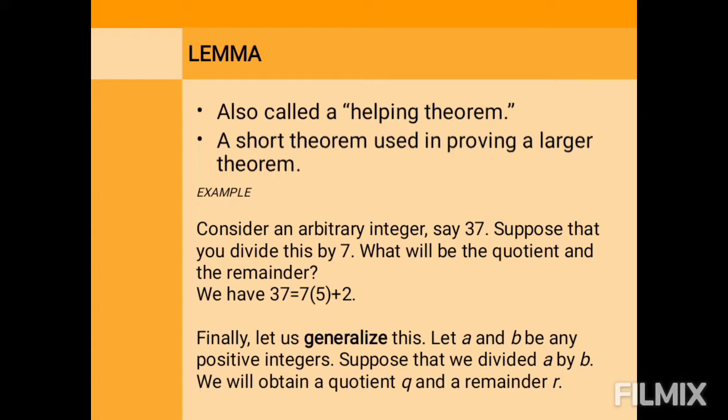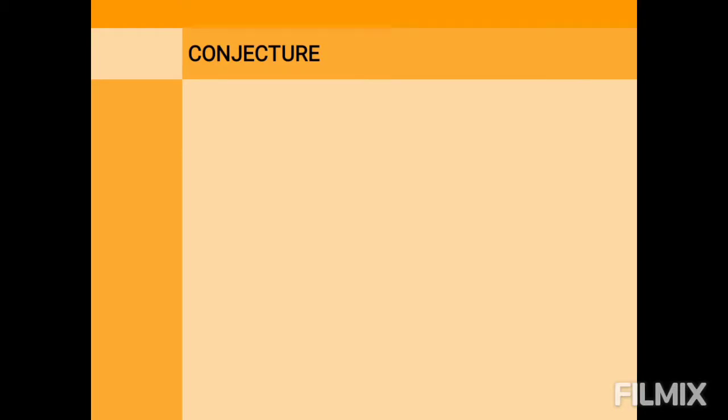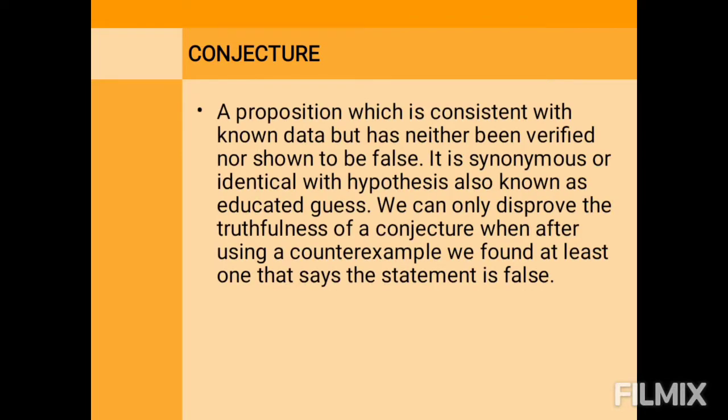So finally, let us generalize. Let A and B be any positive integers, and suppose that we divide A by B. We will obtain a quotient Q and a remainder R. That's how the lemma goes.